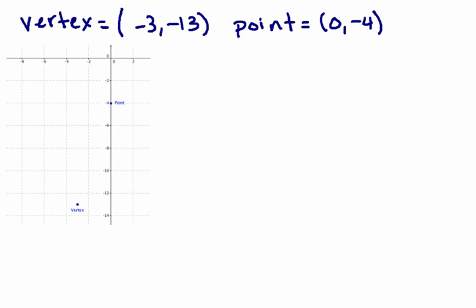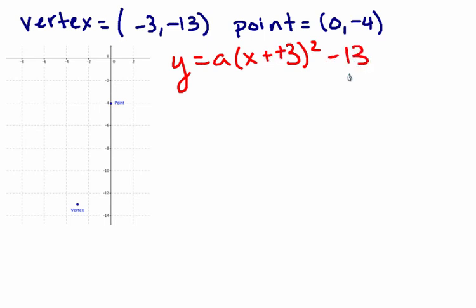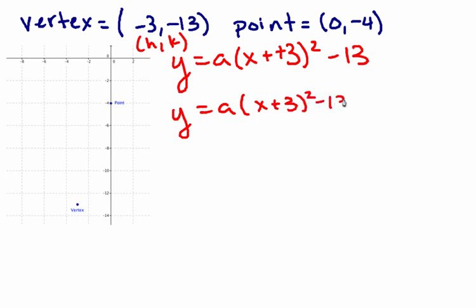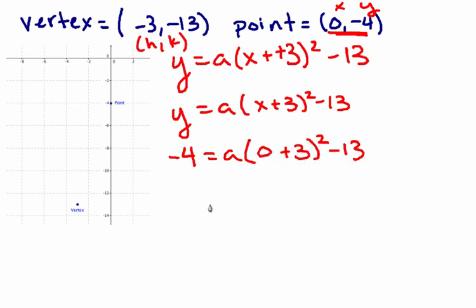Last but not least, we have a vertex at (-3, -13), and a point at (0, -4). y equals a times the quantity (x minus -3) squared minus 13. Okay? Remember our h value and our k value. So we know so far that y equals a times the quantity (x plus 3) squared minus 13, and now we need to calculate that a value using this point. So y is -4, x is 0, and now a is the only unknown we have left.